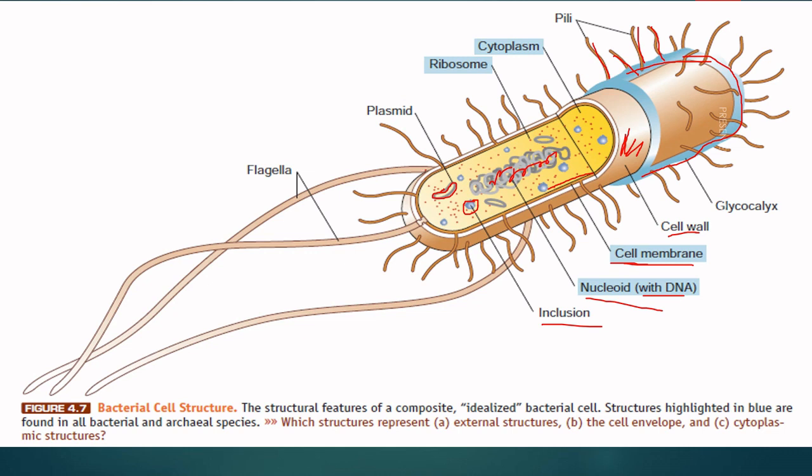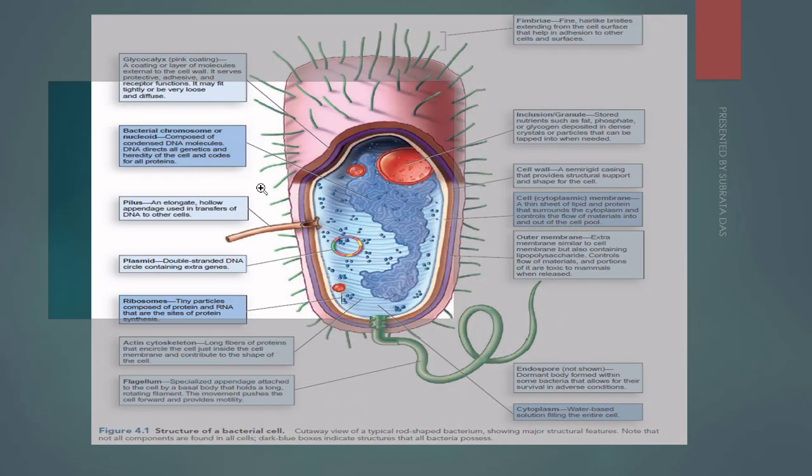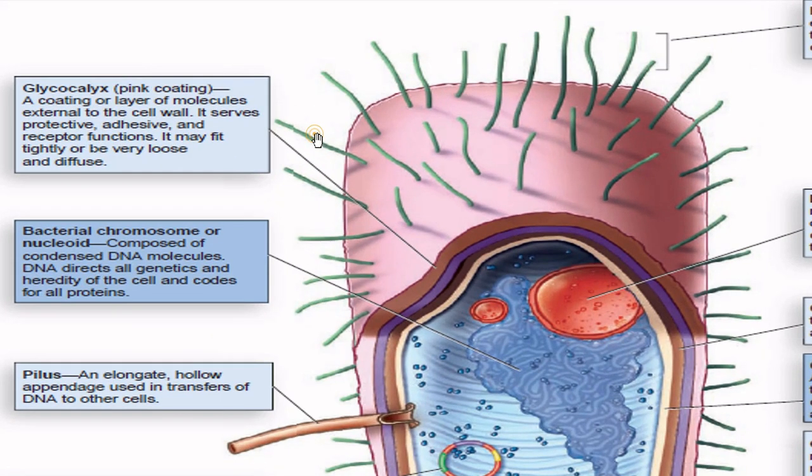Another thing is the flagella. Flagella help the bacteria with their movement. Now let us move on to the more detailed structure. Here we can see that the first thing is the glycocalyx.